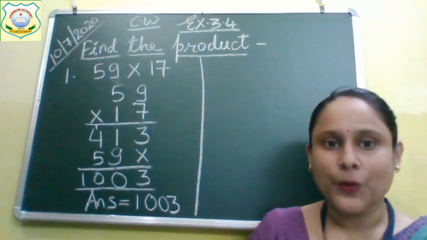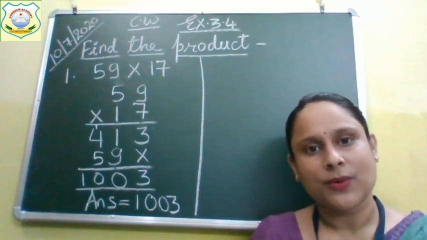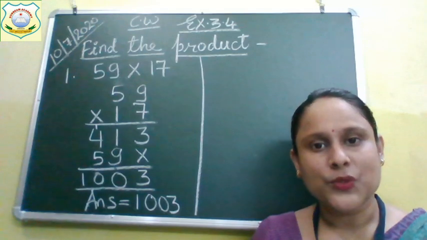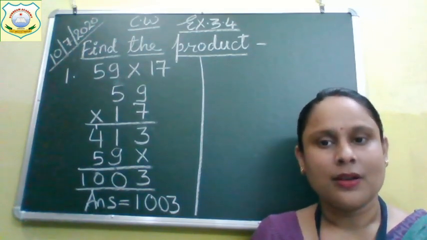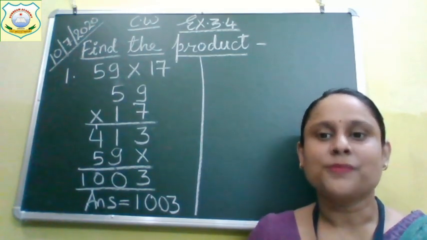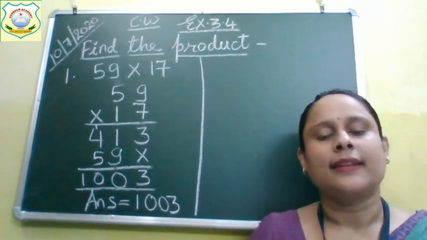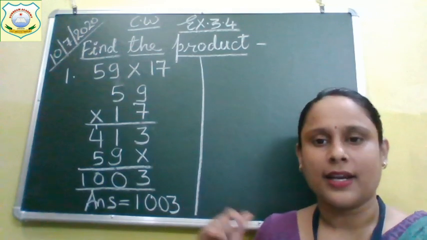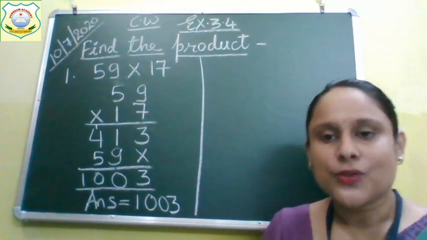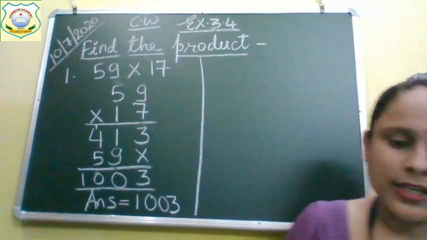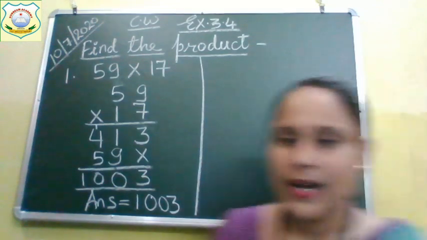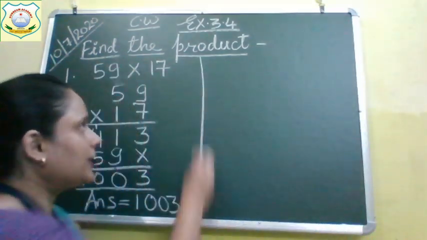Now, I hope that you all have written first question. Now, come to the second question. But now what you will do? Put your pencil down. First, I'll explain you the question. Then I will give you the time for noting it down from the board. So, come to the second question, children. Your second question is 136 into 49.